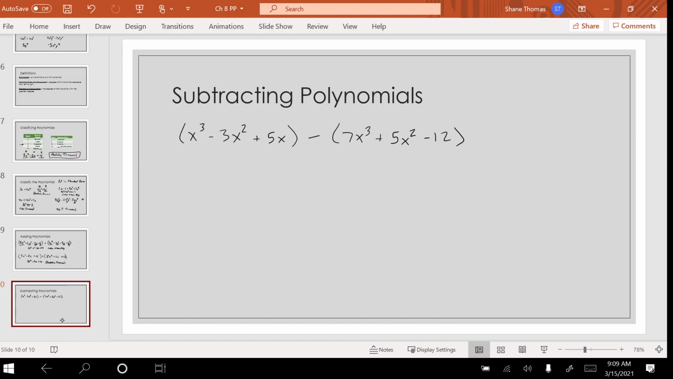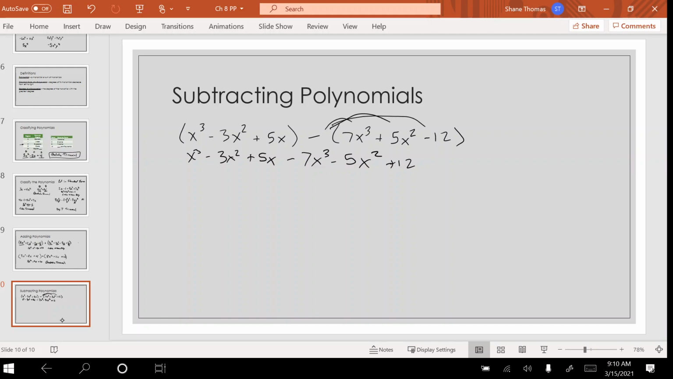I like to get rid of the parentheses, and anytime you have a negative sign in front of the parentheses, what do you have to do with it? Distribute it, right? So I just like to rewrite this with no parentheses. I'm going to rewrite this as x to the third minus 3x squared plus 5x, and I'm going to distribute this negative sign to every term. So minus 7x to the third minus 5x squared plus 12. You all right with how I did that? I think that's way easier if we just distribute it through.